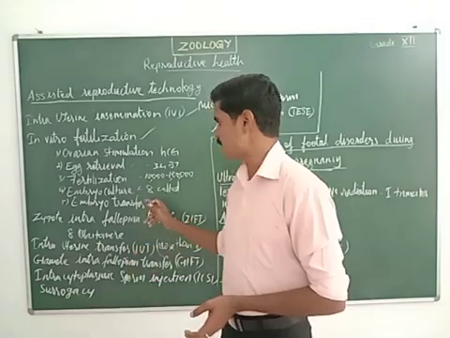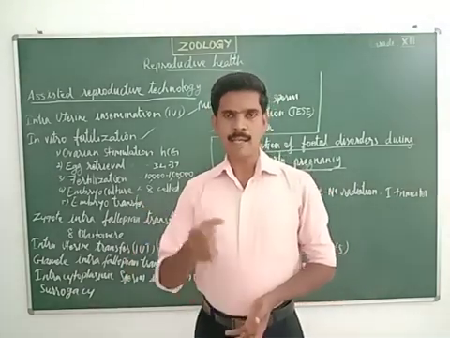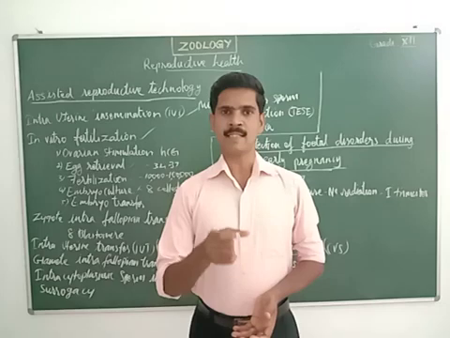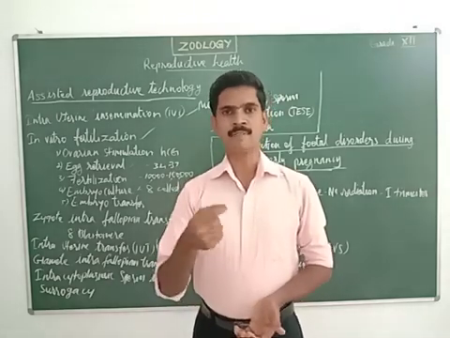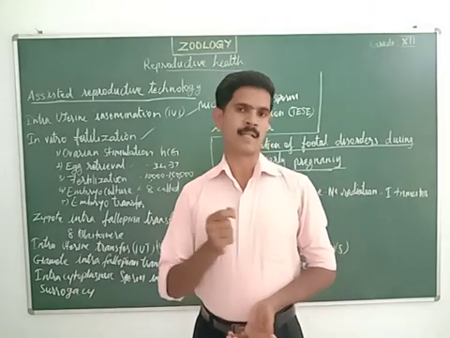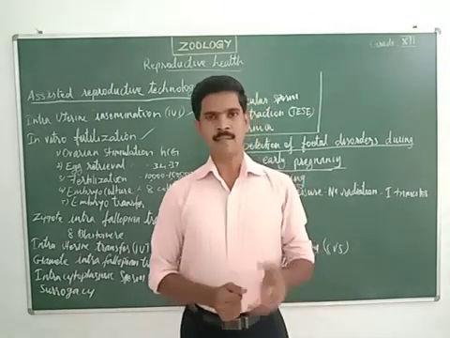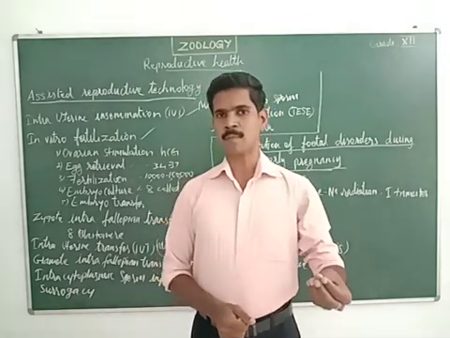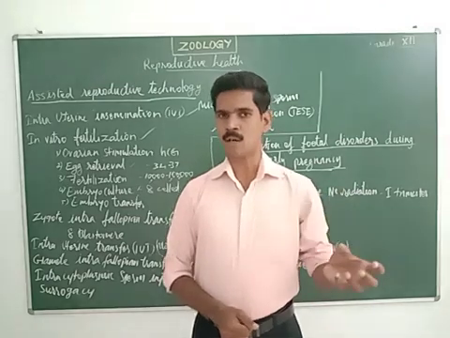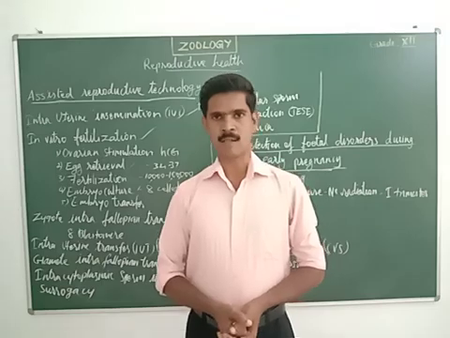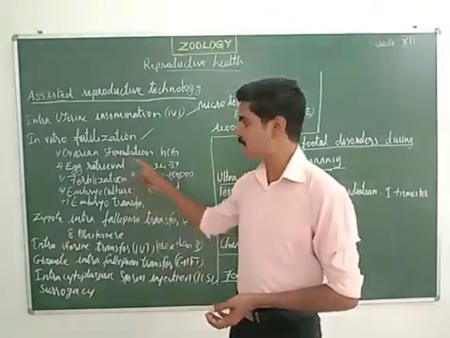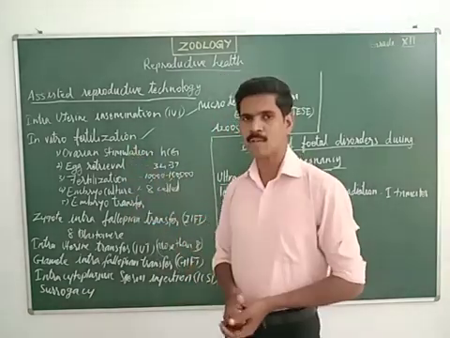And the last technique is embryo transfer. Now this 8 cell stage, 8 blastomere stage egg is transferred to the uterus of the mother. When this egg is transferred to the uterus of the mother, automatically it will attach to the wall of the uterus and develop into a baby or fetus. So these are the 5 steps involved in in vitro fertilization.